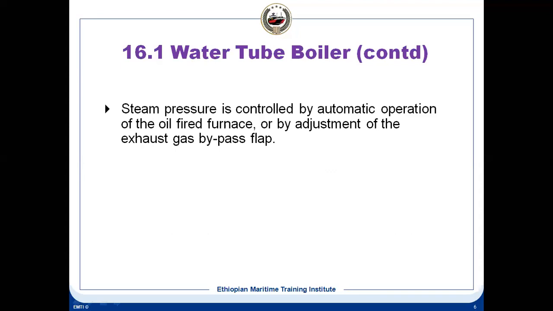Of course, when you are on the burner mode, the automatic operation of the oil-fired furnace will adjust the steam pressure, either by cutting in and cutting off, or by reducing or increasing the amount of fuel that is being burnt. And as we talked about earlier, the exhaust gas from the main engine has a bypass flap. As per the requirement of the steam, you will need to increase or decrease the flow of the flue gas through the boiler.